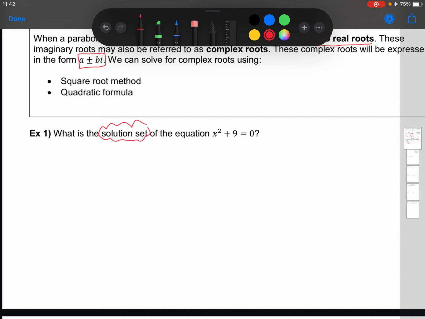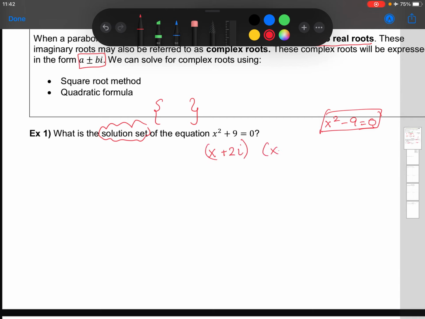Anytime I say solution set, I must write my final answer in those curly brackets. Next is x squared plus 9. So I can't really factor it, because x squared minus 9 you could do, but this is plus 9. If you were to factor it, you can factor it under complex numbers.